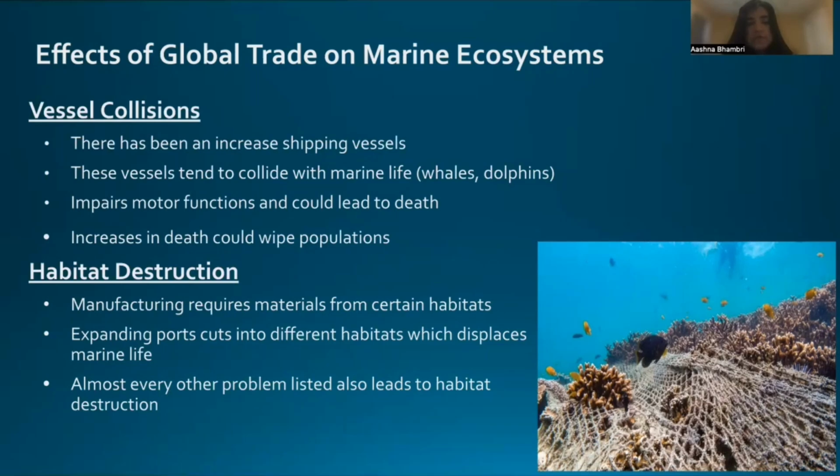There's also an expansion in coastal towns. There's an expansion in ports. Since there's more trade, there should be bigger ports. This could cut into different habitats, which displace marine life kind of everywhere. And a lot of the other problems that I've listed above also lead to habitat destruction. For example, oil spills will make it uninhabitable for species to live in there because it's too toxic.